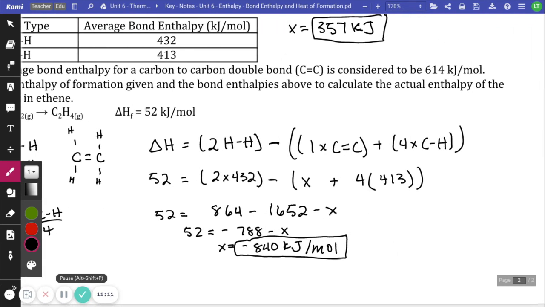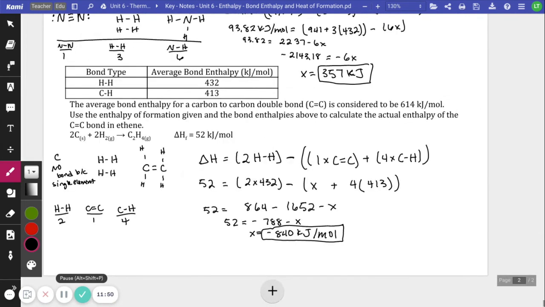So delta H is equal to bonds broken minus bonds formed. My bonds broken are my hydrogen bonds, minus my bonds formed, which is going to be my double bond in the ethene between my carbons, and then my carbon and hydrogen bonds. So I plugged in my values. We're looking for the double bond in the carbon here. And when I solved it, I got negative 840 kilojoules per mole. Now, it says it's normally 614 kilojoules per mole, so I'm thinking there must be something a little off about this problem for us to have gotten negative 840.